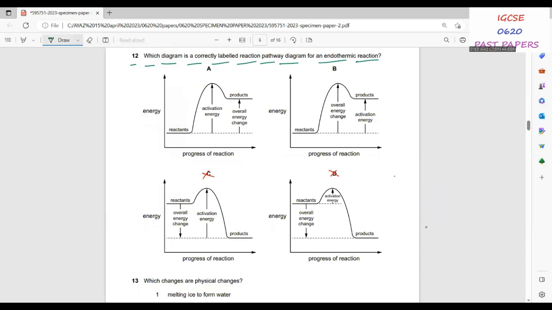The activation energy will start from reactants and end on the hump. So choice A will be the right answer because it's showing the activation energy starting from reactants and reaching the top of the energy hump. This is the energy hump. And the energy change is shown between reactants and products. This is also correct.